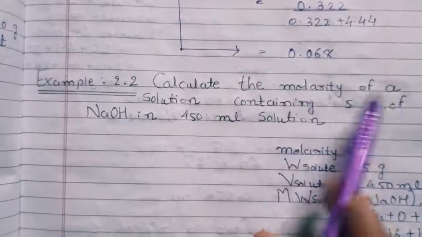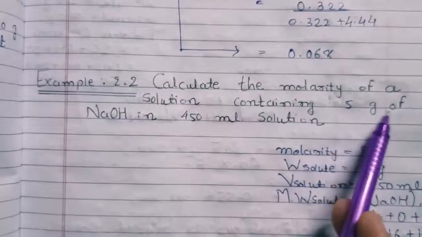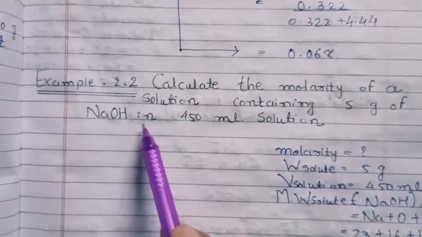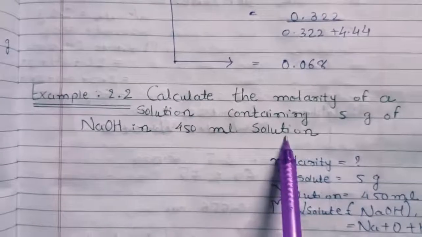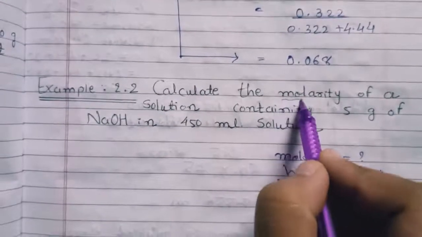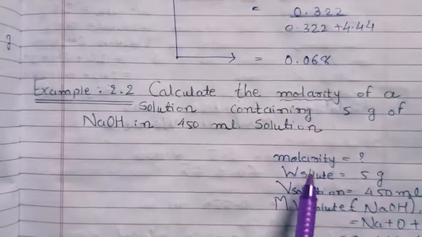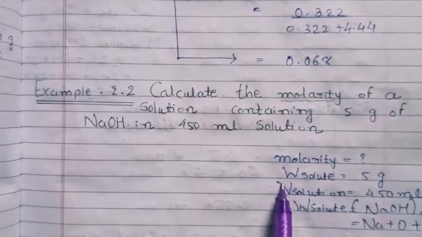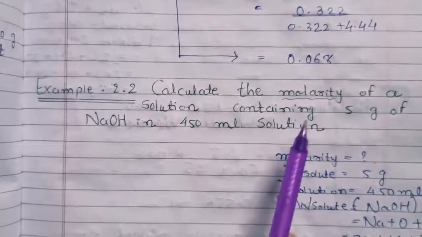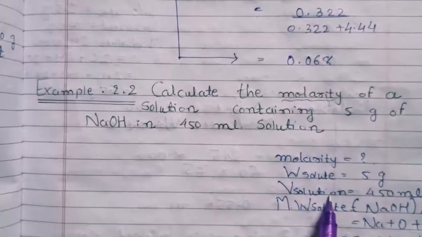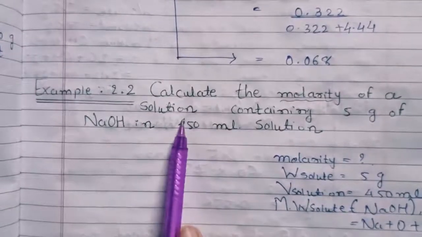Now the next example, example 2.2. Calculate the molarity of the solution containing 5 gram of NaOH in 450 ml of solution, right? We have to find out the molarity. We have given the mass of solute, which is 5 gram, and the volume of solution, which is 450 ml.